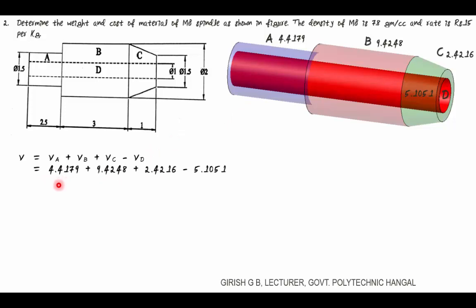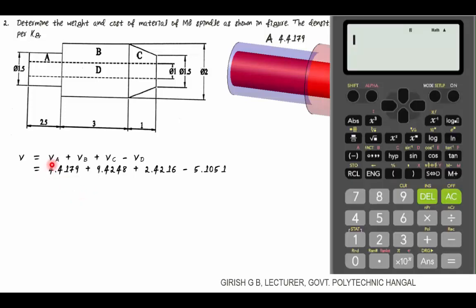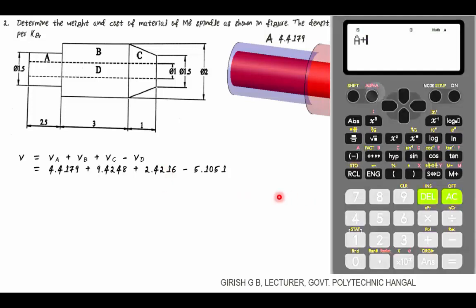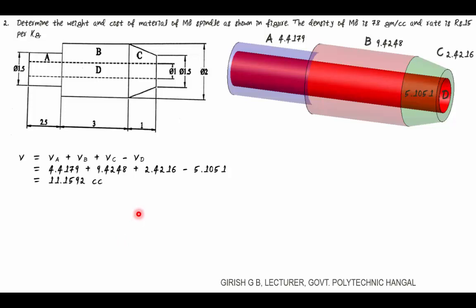After substituting, we are going to take the help of the calculator. Remember, we have stored volume of A under A, volume of B under B, volume of C under memory of C, volume of D under memory of D. Hence our formula will be A plus B plus C minus D. Using the calculator, alpha A plus alpha B plus alpha C minus alpha D equals, okay, let's store this value to E. The total volume will be 11.1592 cc.